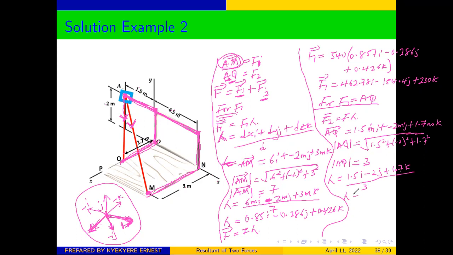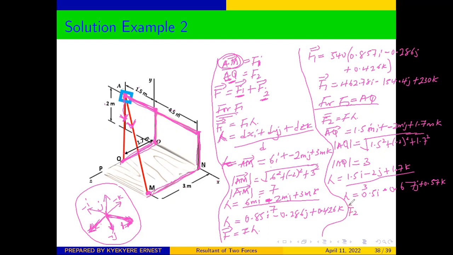And our lambda will be equal to 0.5 i minus 0.67 j plus 0.57 k. And once you have gotten that, we should be able to get our F2.